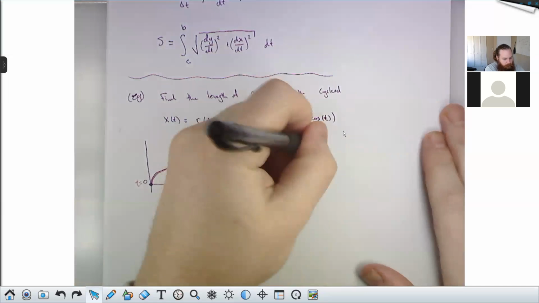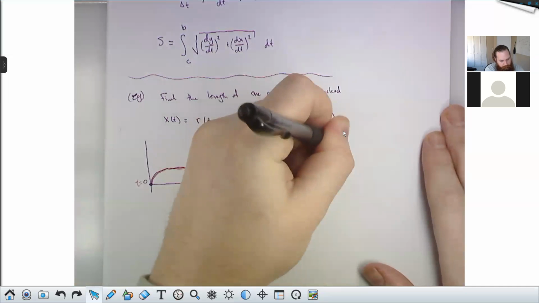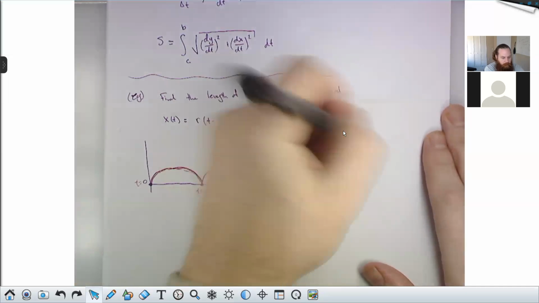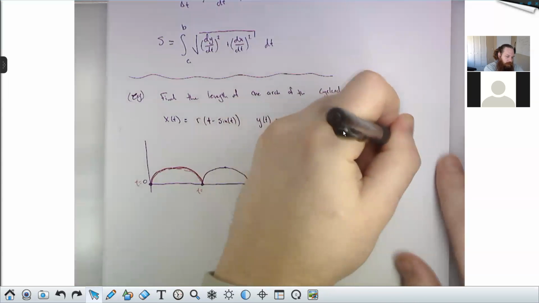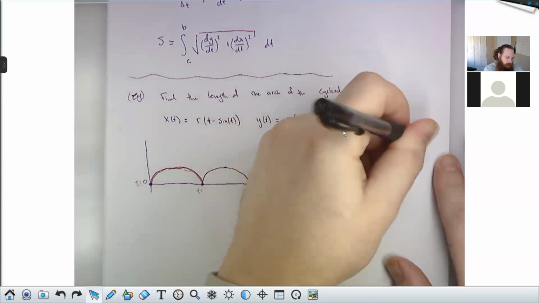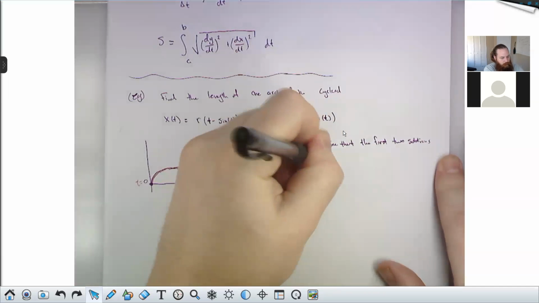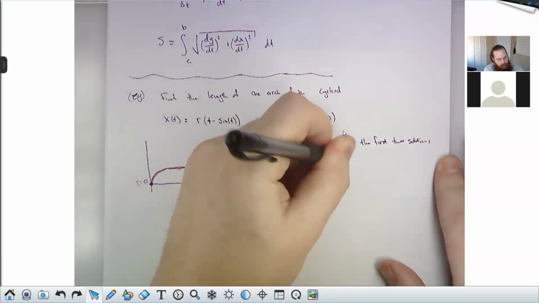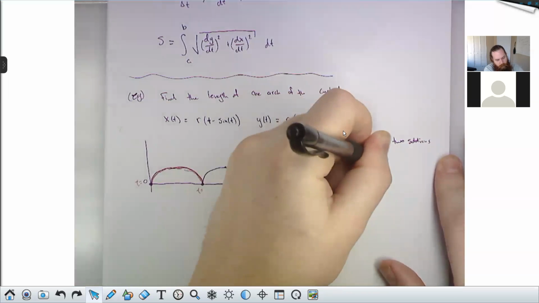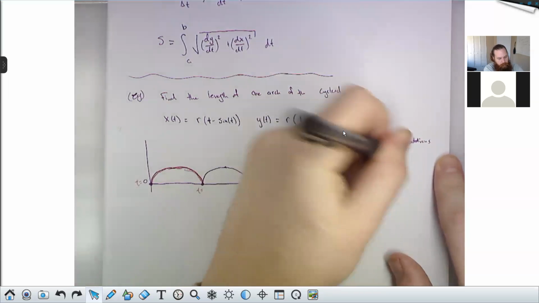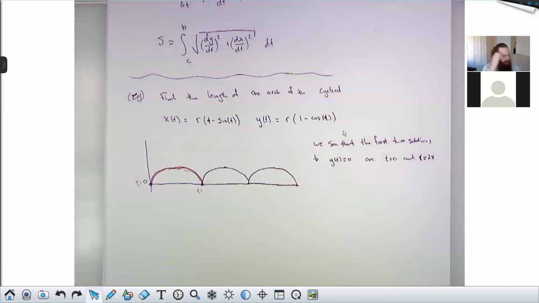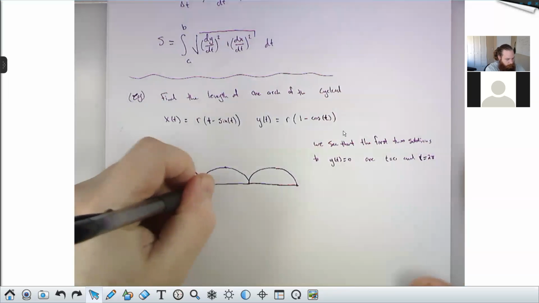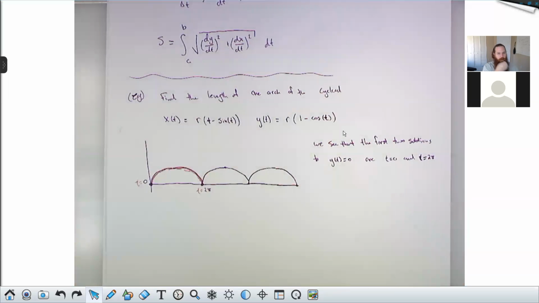Yeah, so we see that the first two solutions to y of t equals 0 are t equals 0 and t equals 2 pi. So these have to be 0 and 2 pi respectively.